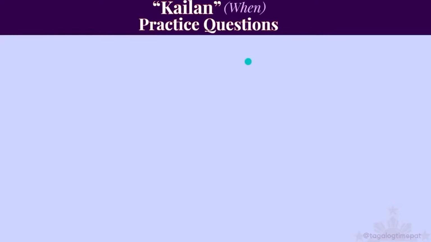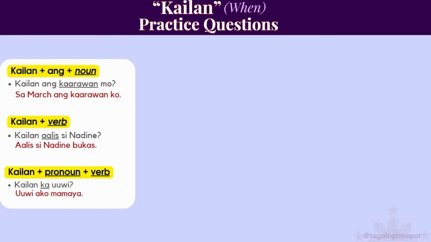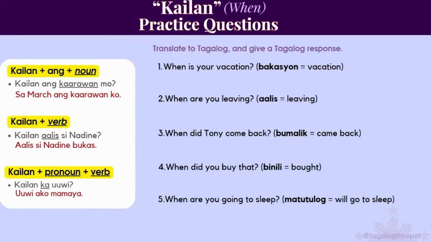On the top left here, you will see the kailan rule. So kailan plus a noun. Kailan ang kaarawan mo? Kailan plus a verb. Kailan aalis si Nadine? Kailan plus a pronoun plus a verb. Kailan ka uuwi? When are you going home? And then here are the examples I want us to practice.